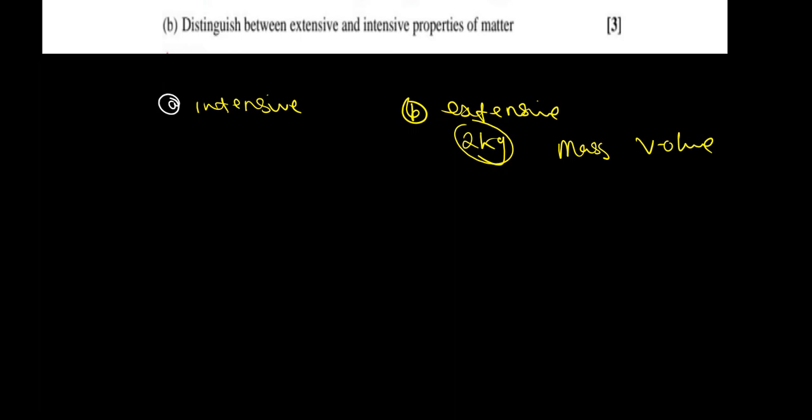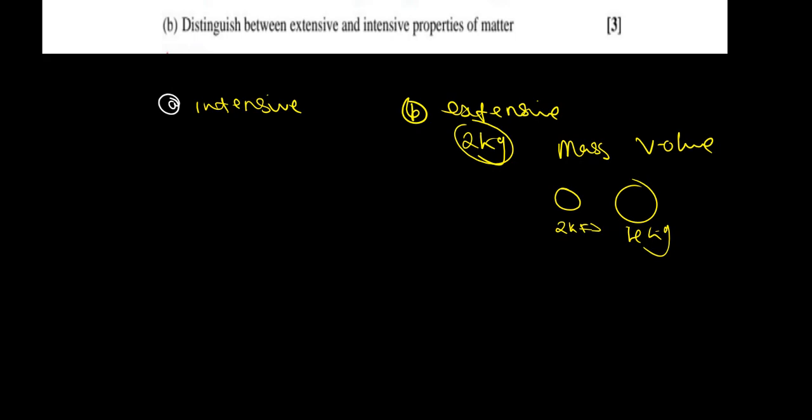So let's say these are 2 stones. This one has 2 kg, this one has 4 kg. So you are differentiating these two just based on the amount they have. But for intensive, it's a situation whereby you don't consider the amount of matter variable.